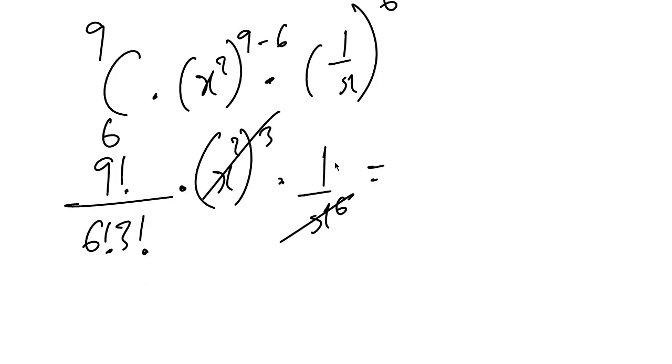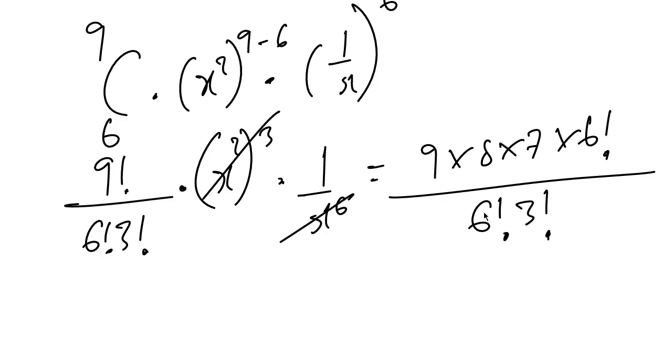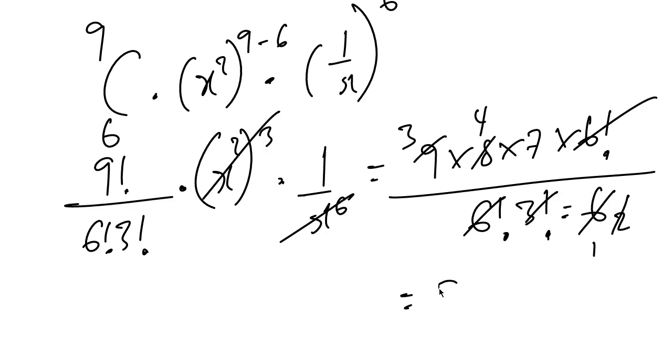So 9 factorial is 9 times 8 times 7 times 6 factorial. I can stop there. That's over 6 factorial 3 factorial. This cancels this. 3 factorial is equal to 6, isn't it? So with that, 3 can go here with 2, and 3 can go here with 3. 2 into itself is 1. 2 into 8 is 4. 3 times 4 is 12, times 7. So 9 combination 6 is 84. That is the constant term.